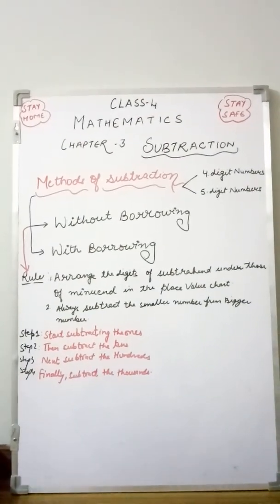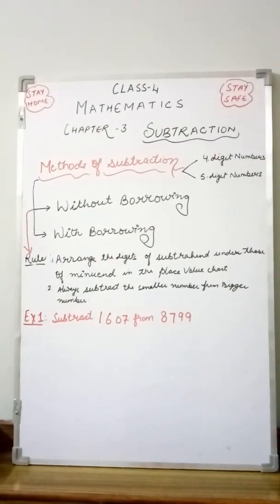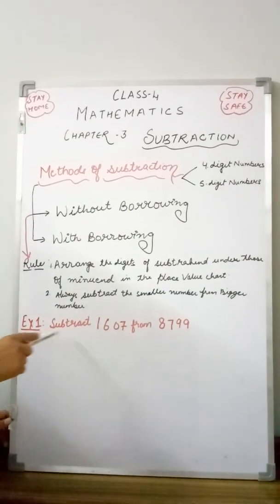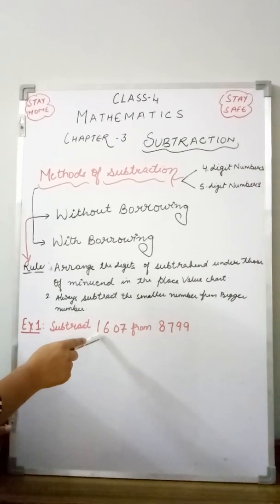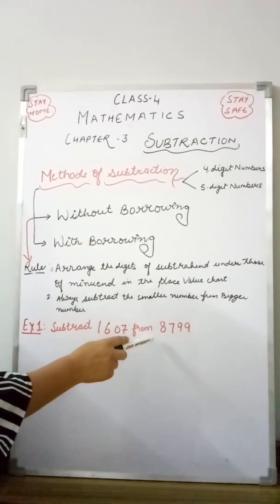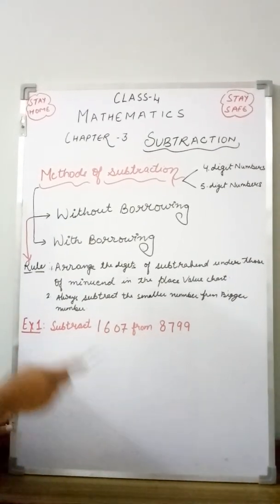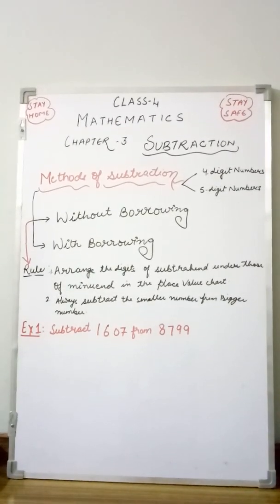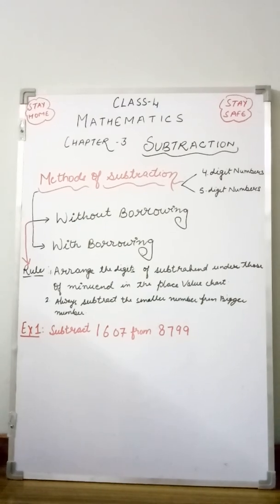So let's take one example. Okay students, now the rules are discussed, the steps are discussed. Now let's take one example. Subtract 1607 from 8799. First of all, students, you have to recognize which one is the minuend and which one is the subtrahend.